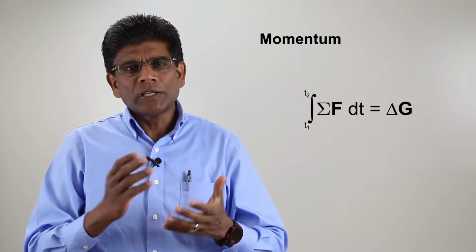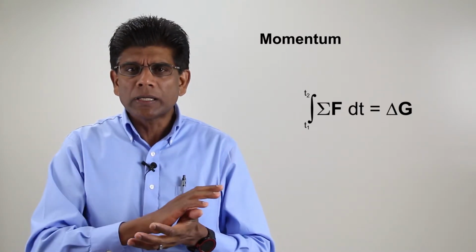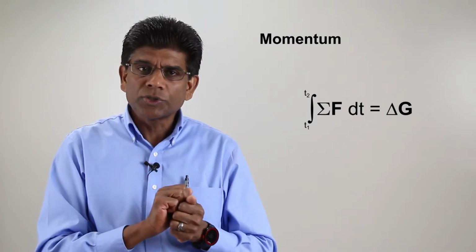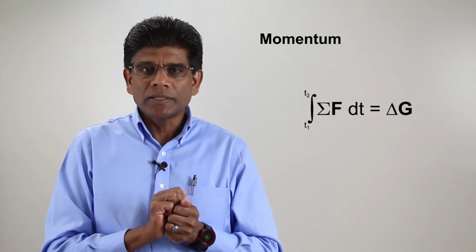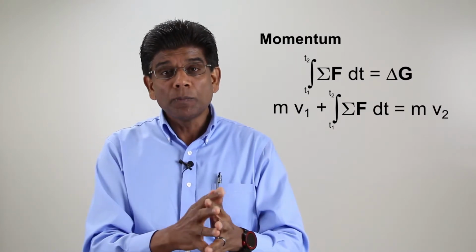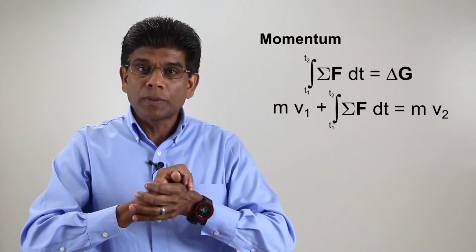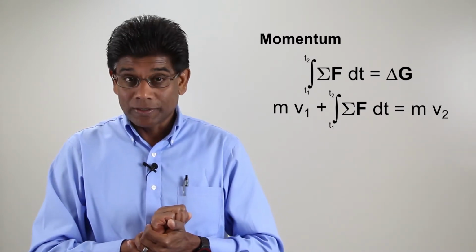We can now read this equation as: the sum of all the impulses applied to the particle from time t1 to t2 is equal to the change in linear momentum. Sometimes this equation is rewritten in the form where it means initial momentum at time t1 plus the sum of all the impulses applied to the body during that time is equal to final momentum.